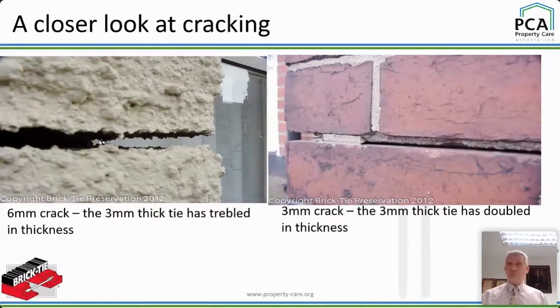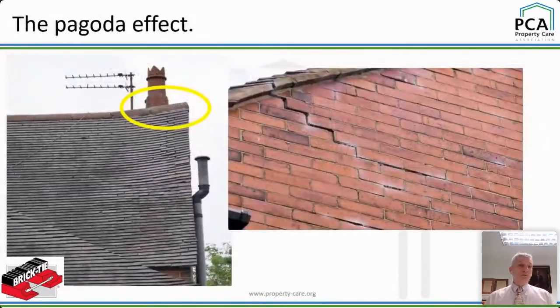Okay, so let's move on to another slide for you. What other things can we look out for? So looking out for horizontal cracks. Bear in mind this is only fishtail ties. We'll come on to butterflies in a minute. You don't get much horizontal cracking with butterfly ties and little wire ties.